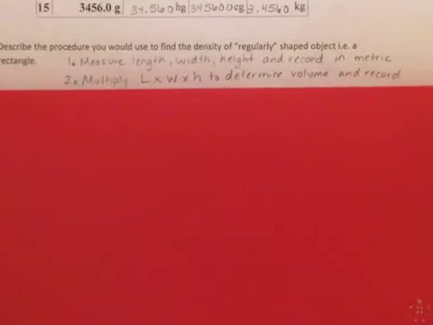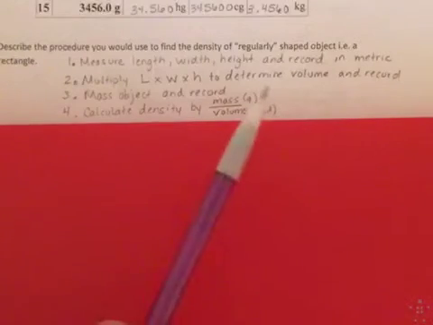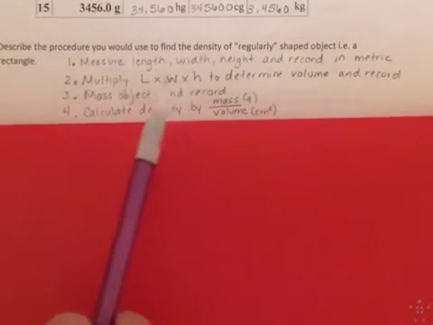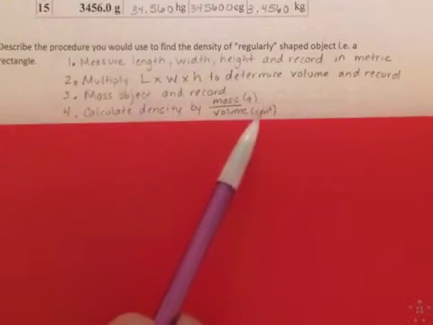Step 2, multiply length times width times height to determine the volume and record that. Number 3 would be to mass the object and record that mass. And then number 4, calculate density by taking mass divided by volume, where your mass is in grams. And in our case, when we take length times width times height, we're taking centimeters times centimeters times centimeters, which gives us centimeters cubed. And that's for a regular object that has not been in a graduated cylinder.